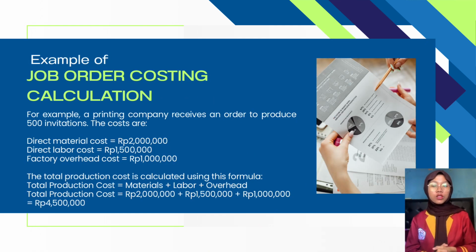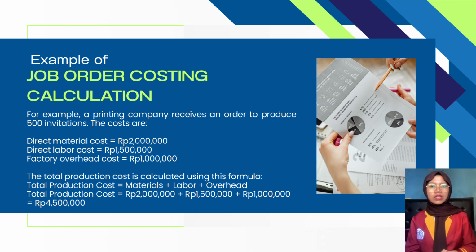To make it easier to understand, let us look at a simple example. Suppose a printing company receives an order to produce 500 invitation cards. During the production process, the company spent several costs. The direct material cost is 2 million rupiah. The direct labor cost is 1,500,000 rupiah. The factory overhead cost is 1 million rupiah.